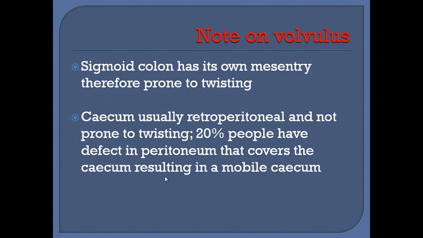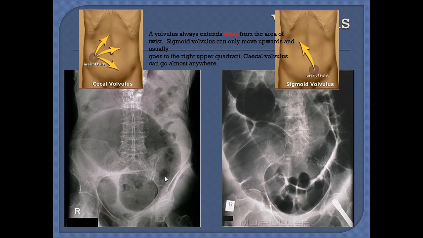Volvulus. The sigmoid colon has its own mesentery and therefore it is more prone to twisting. The cecum is usually retroperitoneal and not prone to twisting, but 20% of people have a defect in the peritoneum that covers the cecum, resulting in a mobile cecum. So we can have cecal volvulus and we can have sigmoid volvulus.